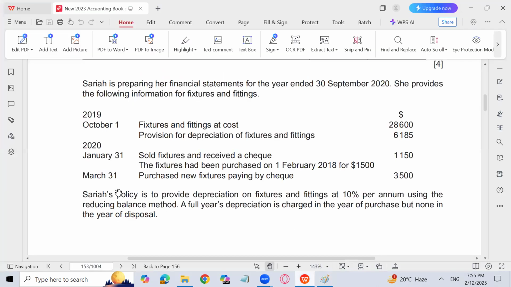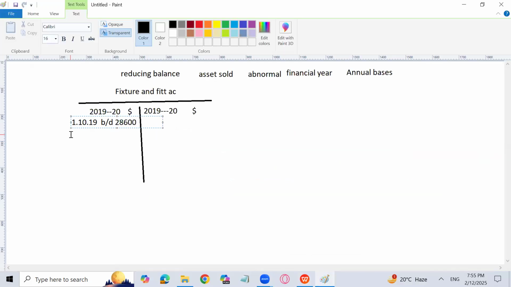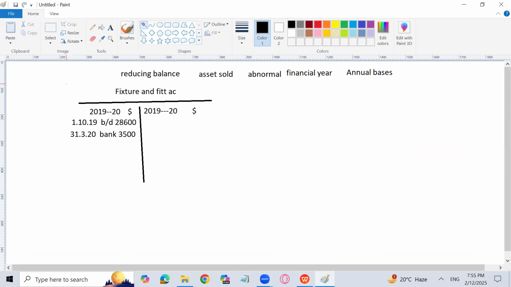Next, on March 31, 2020, we have purchased a new fixture paying by check, 3,500. So I will write here 31/3/20. Fixture is debited because of bank and the amount is 3,500. So that's it. Now I will go for the total of the debit side.